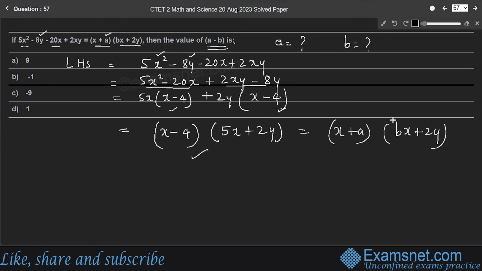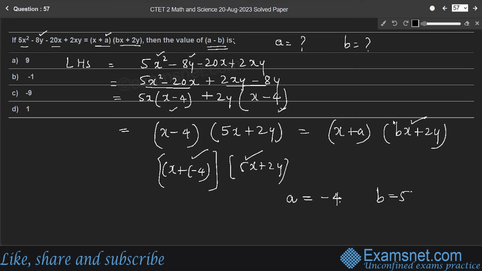Here, the value of a is minus 4, because x minus 4 is x plus minus 4, right? X plus minus 4 into 5x plus 2y. Therefore, we can equate a to minus 4. A is minus 4. So into bx plus 2y, here it is 5x plus 2y, therefore b is equal to 5. The question is to find the value of a minus b, therefore a minus b is minus 4 minus 5, which is minus 9. So the value of a minus b is option C, minus 9.